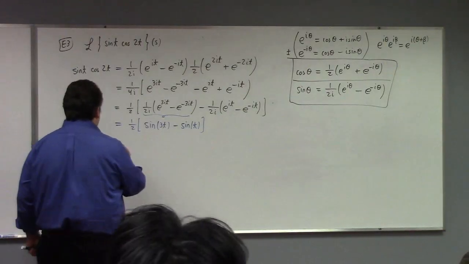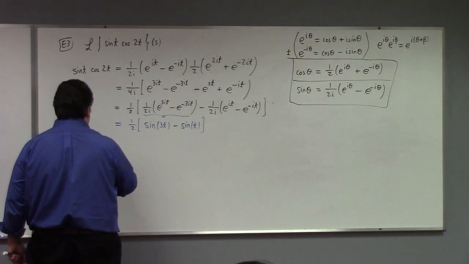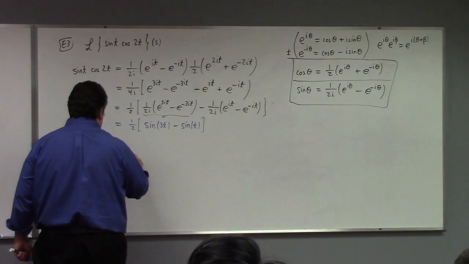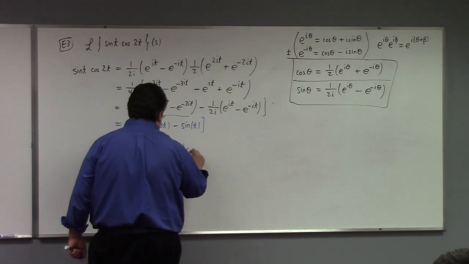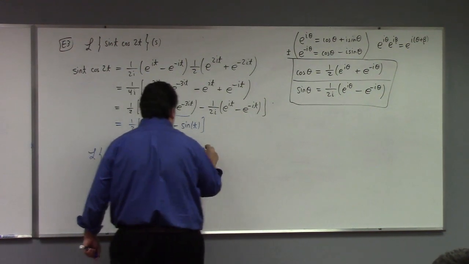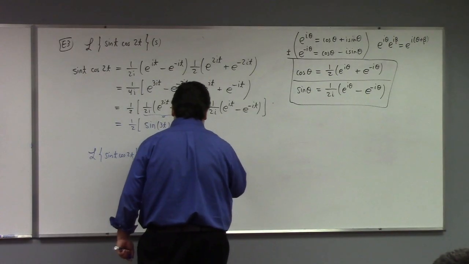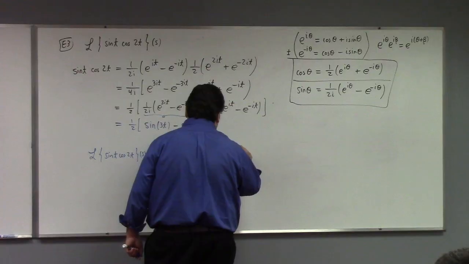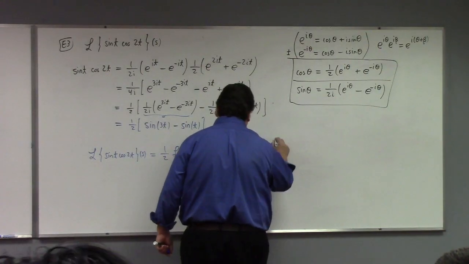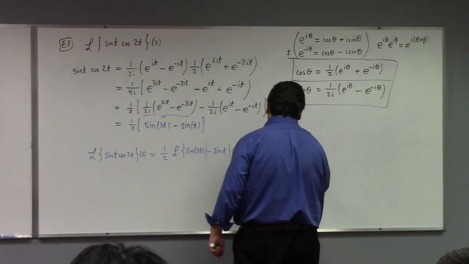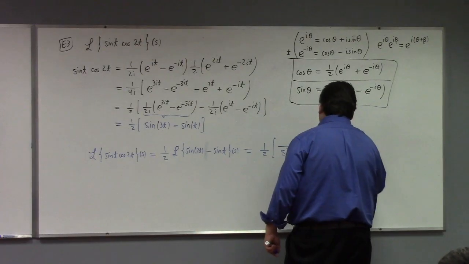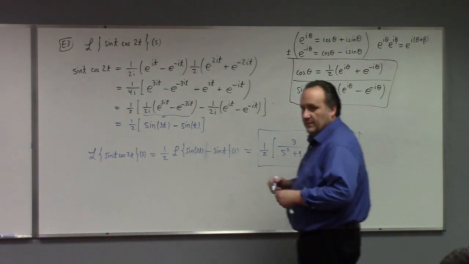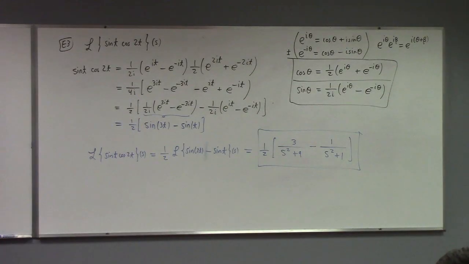Now, I can take the Laplace transform of sine t cosine of 2t with ease, because it's actually just 1/2 the Laplace transform of sine of 3t minus sine t, also known as 1/2 (3 over s squared plus 9 minus 1 over s squared plus 1). There you go. That is the Laplace transform that we're looking for. The thing that was in the way for us was trigonometry.